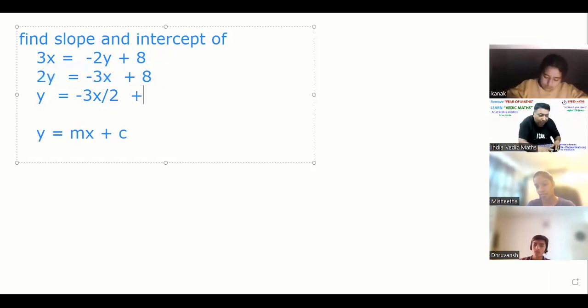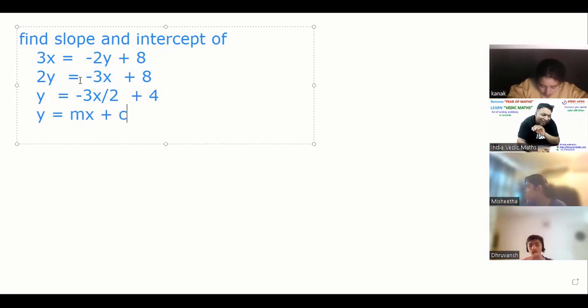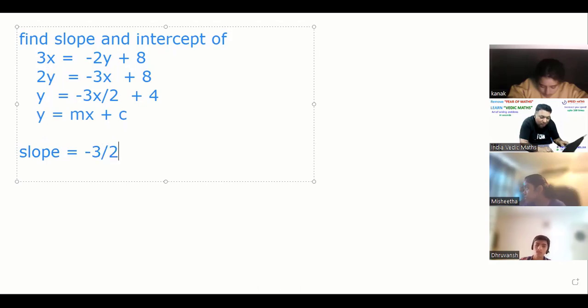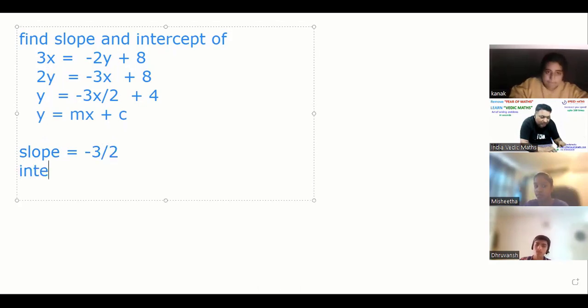Is 8 the intercept? Oh, no, wait. Divide by, is it 2, 4? Divided by 2, yeah, 4. Okay, right? When you compare with this, you will say, sir, the gradient or slope is negative 3 over 2. Intercept is 4. Perfect.